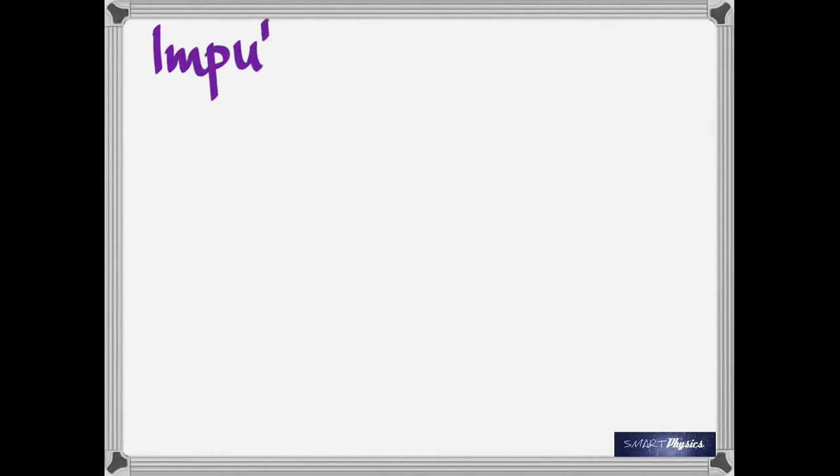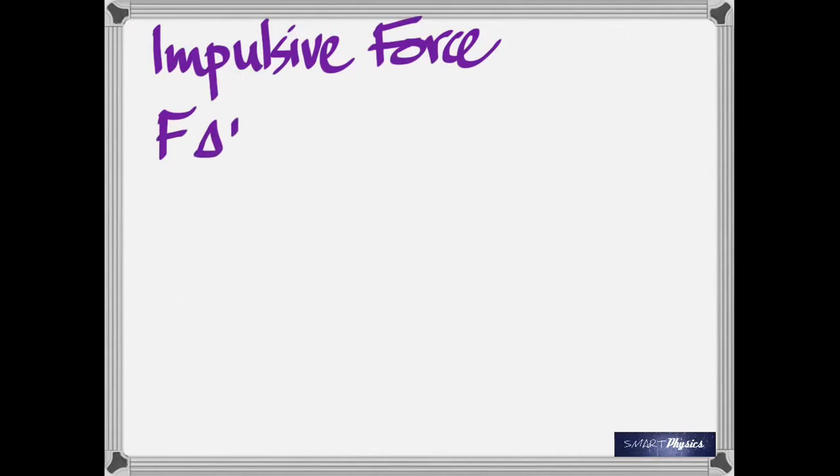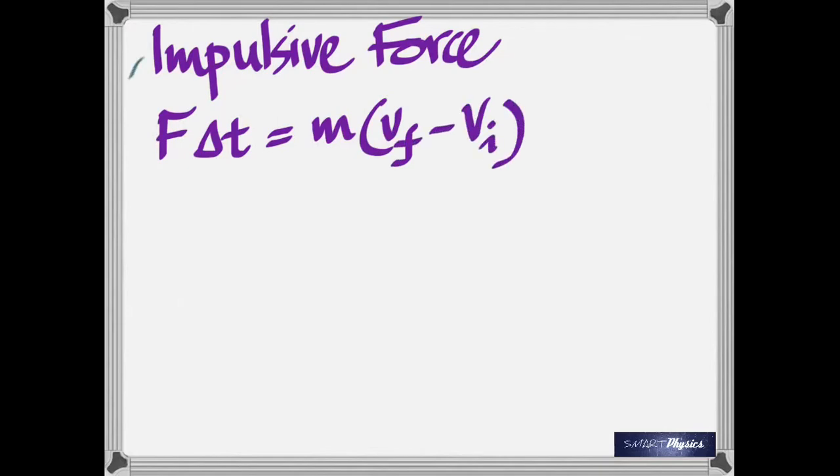That brings us to impulse. An impulsive force is a large force acting on an object for a short time. Examples would be hitting a baseball with a baseball bat. Okay? And impulse is measured by the product of force and time, or mass multiplied by the change in velocity. So there are two formulas for impulse. You can put the two formulas together.